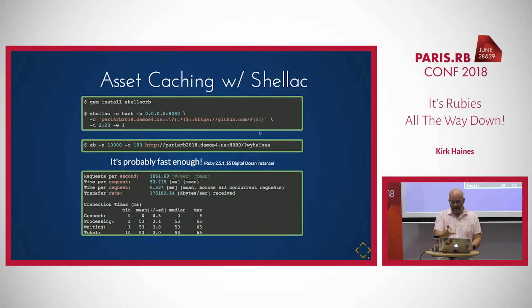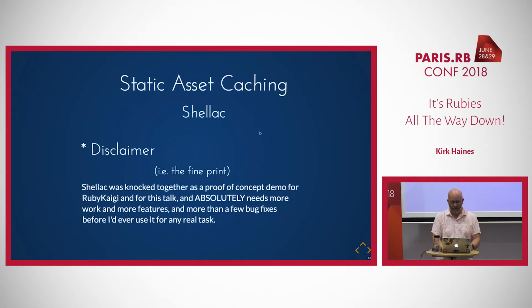And it's actually running. If you go to parisrb2008.demos4.us, it's actually running there right now. What it's set up to do in that command line is proxy to GitHub. So if you use that URL that I have in there, it will proxy you back my page on GitHub. And it's reasonably fast. It's running on a $5 DigitalOcean instance, and it'll proxy up to 1,800 requests a second. It's pretty fast off of a little piece of Ruby that I slapped together with some off-the-shelf components.